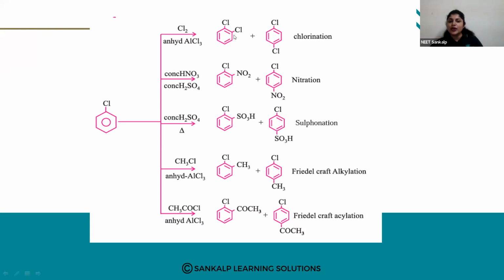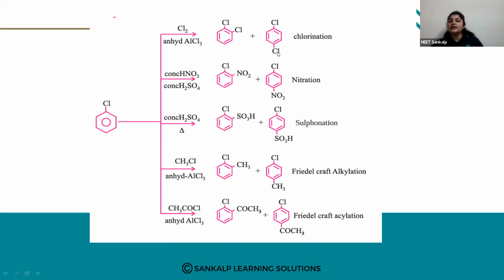The first product is 1,2-dichlorobenzene and the second product is 1,4-dichlorobenzene. The first product which is formed is minor, and the second product which is formed is major. So always the para product will be the major product, and the ortho will be your minor product.